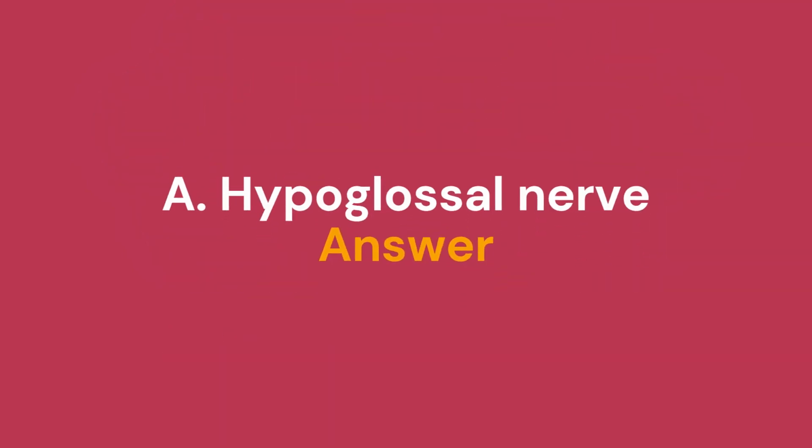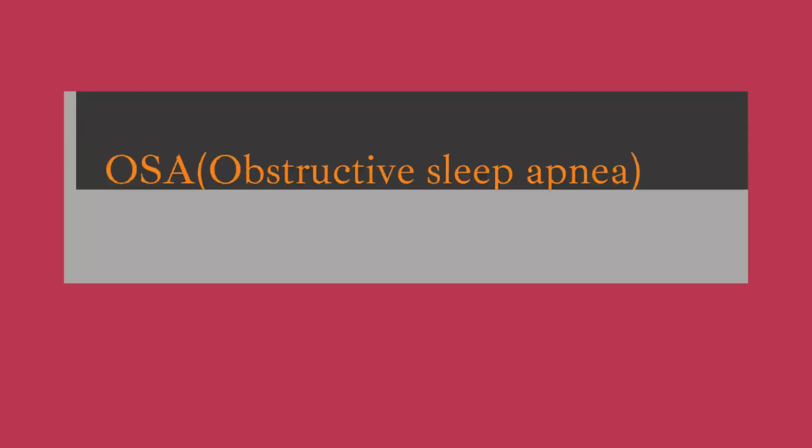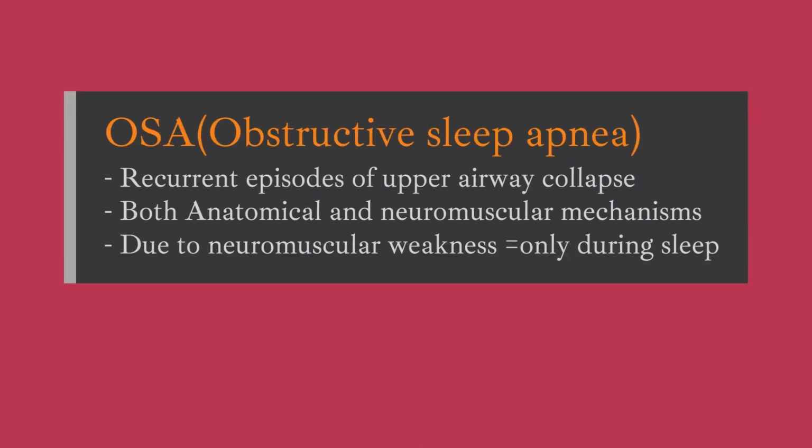Congratulations if your answer is A, which is hypoglossal nerve. This question is designed with the focus to assess your ability to apply foundational science concepts. Obstructive sleep apnea is characterized by recurrent episodes of upper airway collapse during sleep. Anatomical and neuromuscular mechanisms have been implicated in obstructive sleep apnea.